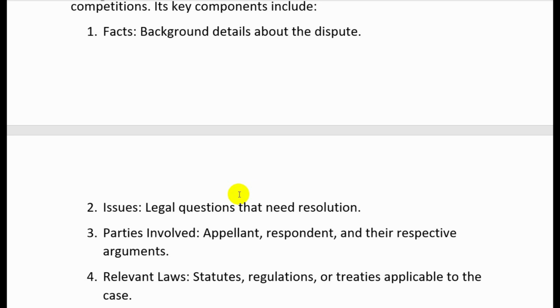Parties involved. So we can have appellant, respondent, and their respective arguments. Appellant means the one who is appealing, who is putting the petition. And respondent is the one who is on the other end, who is defending.